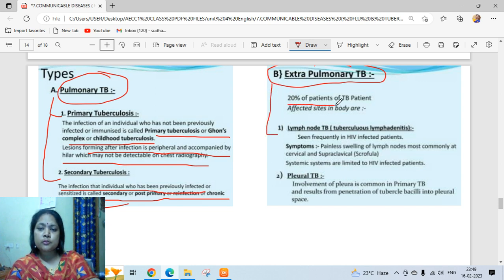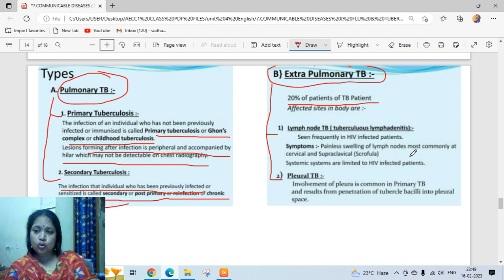So 20% of patients of TB are affected by extrapulmonary TB. Those are of two types. One is lymph node TB, that is tuberculous lymphadenitis, and pleural TB. Symptoms are painless swelling of lymph nodes, most commonly at the cervical and supraclavicular, scrofula. Then systemic symptoms are limited to HIV infected patients.